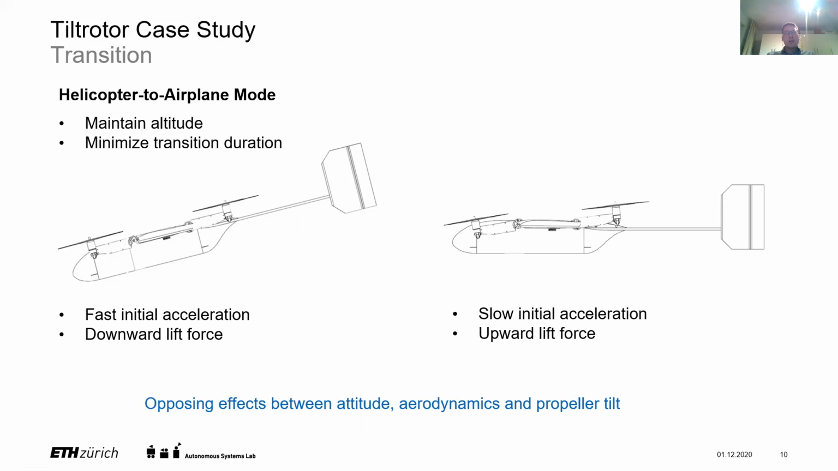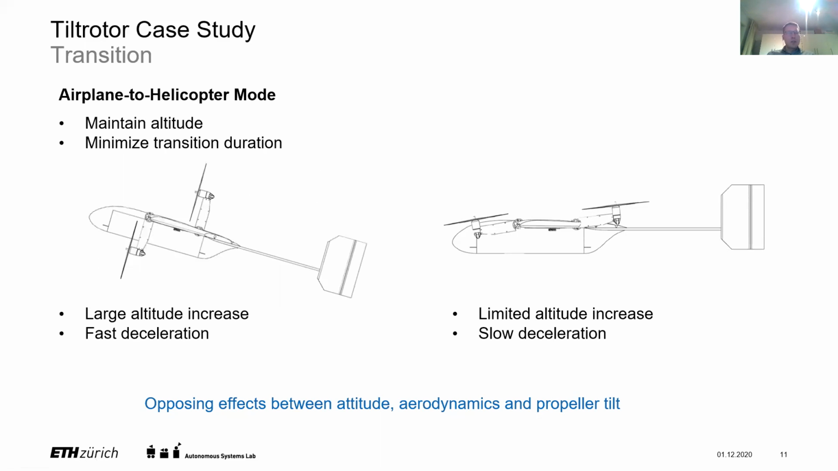These, of course, need to be compensated in order to maintain altitude. On the other hand, the tilting mechanism on the right has rather slow dynamics, which means that the initial acceleration will be a lot slower than for the method that we saw before. So again, it is not really intuitive at first glance how to perform this transition optimally, how to choose between different methods, or how to mix them. This is mostly due to opposing effects between attitude, aerodynamics, and propeller tilt, as we saw.